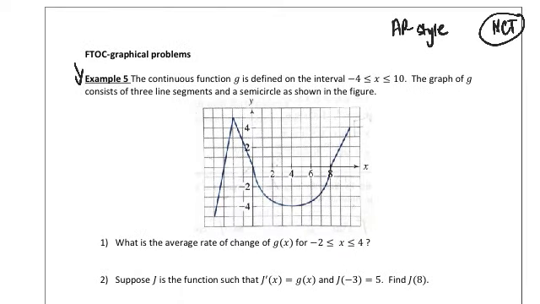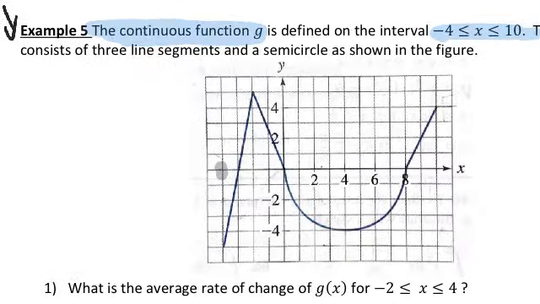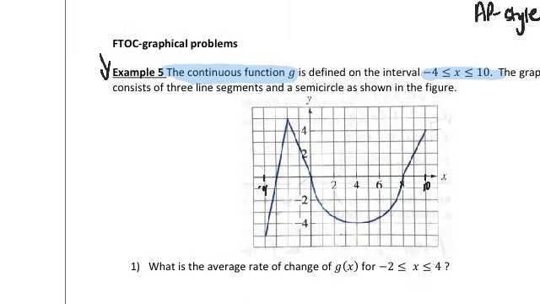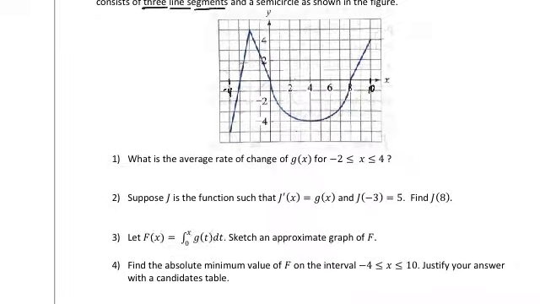We have a continuous function g. It's defined on the interval from -4, which is here, and we're going until 10. And it's a piecewise function. It's made up of 3 line segments, and those are here, 1, 2, 3, and a semicircle, which is here, right? So read the question and understand that that's what we've been given. And we're being asked for many different things, okay?